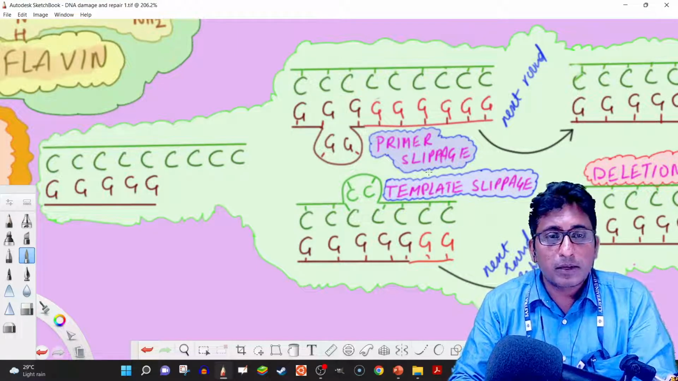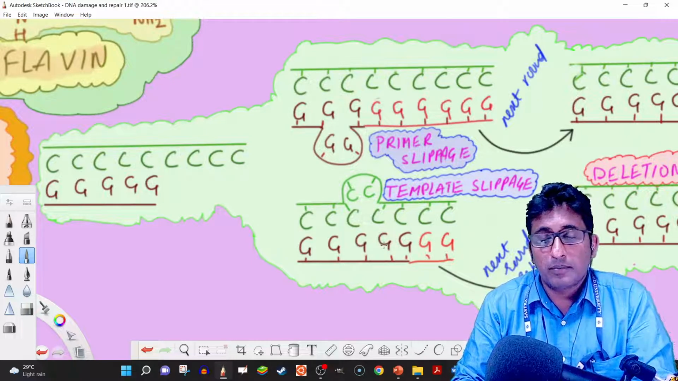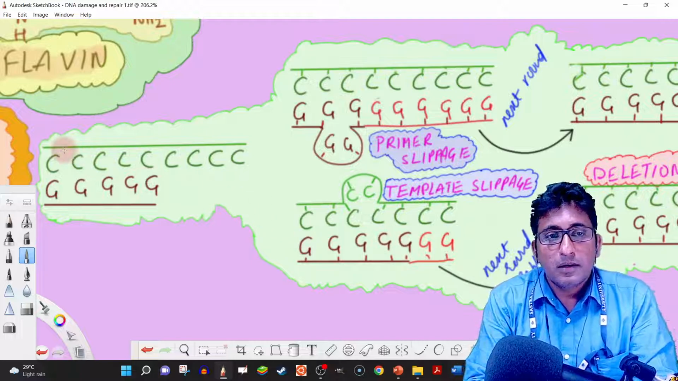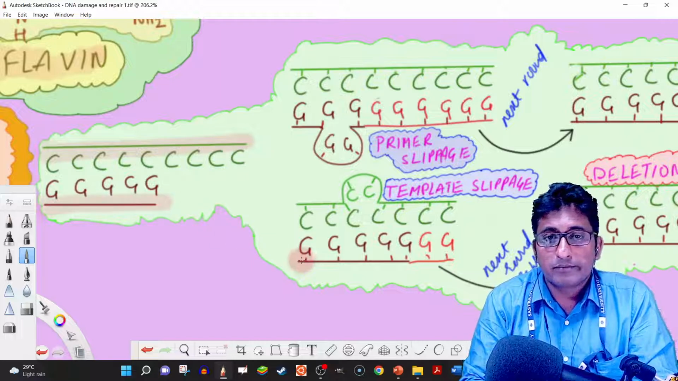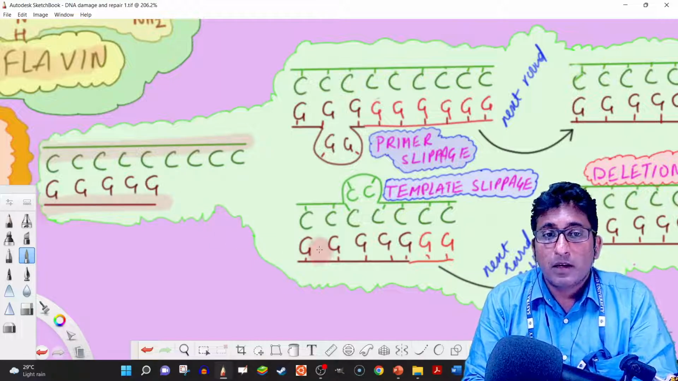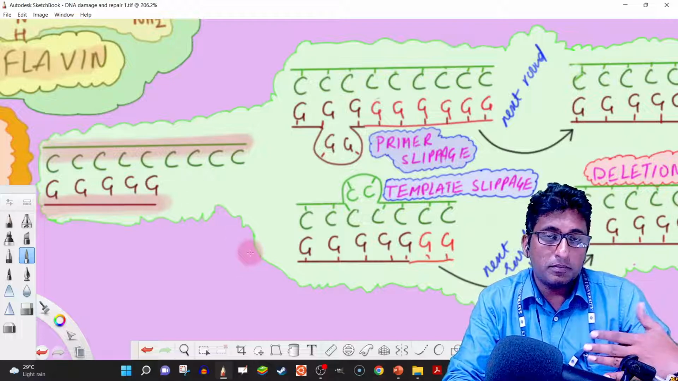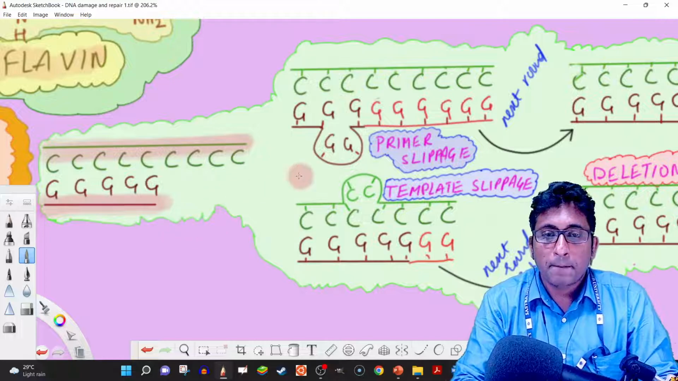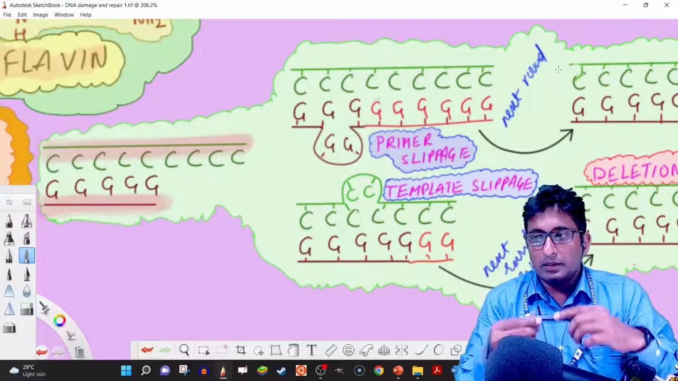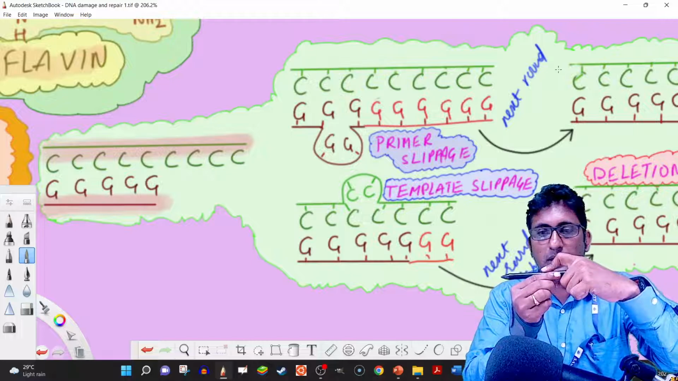There could also be something like slippage. This is another kind of replication error that could be because of DNA polymerase. Here we have a template and this is the primer. Assume that replication is happening, and what you notice is it is completely made of C, and the bottom primer, the growing strand, is G, obviously. And the primer and template are bound here, but they may sometimes come and bind here like this.